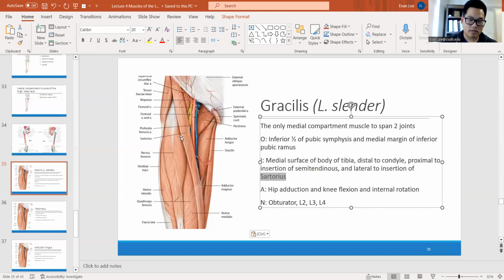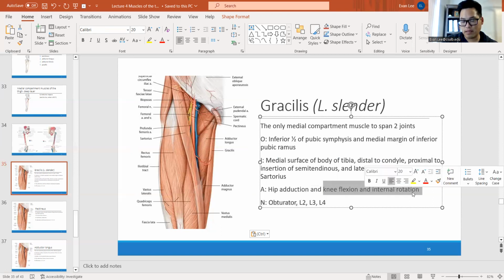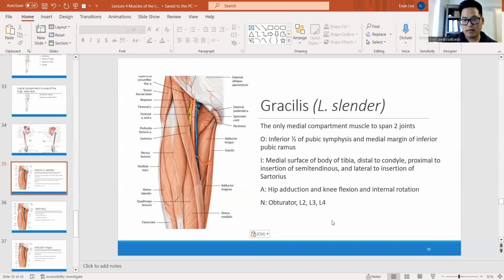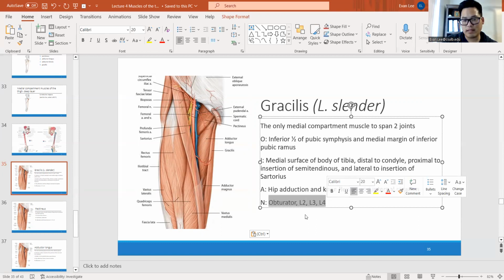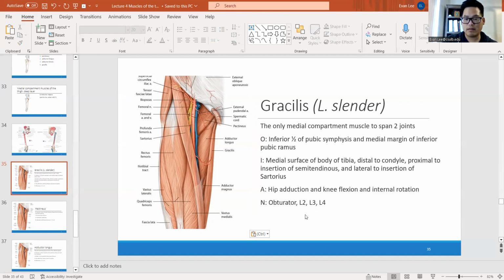Now, being that it goes across the hip and the knee, this will help with hip adduction, as its compartment suggests, being on the medial side, but also knee flexion and knee internal rotation. So it's attached on the medial side of the posterior leg, helping with knee flexion and knee internal rotation. And for the most part, the medial compartment will be innervated by the obturator nerve, and in this case, roots L2, 3, and 4.